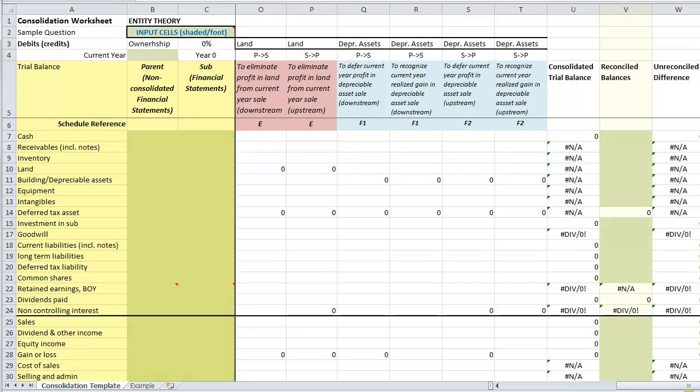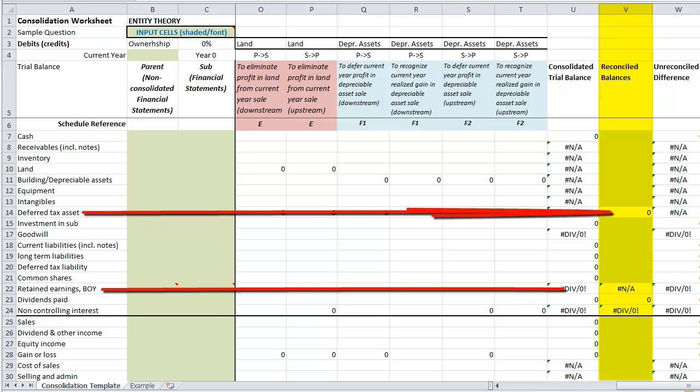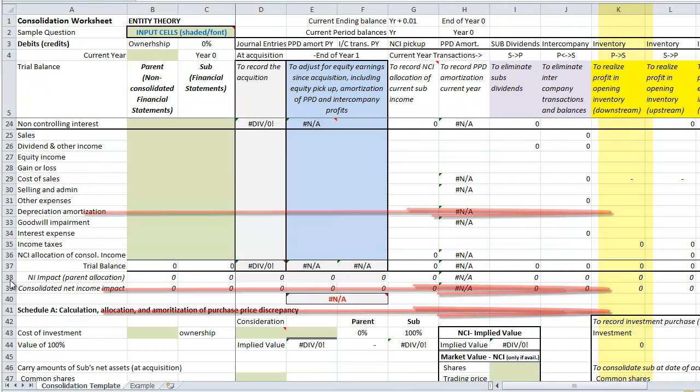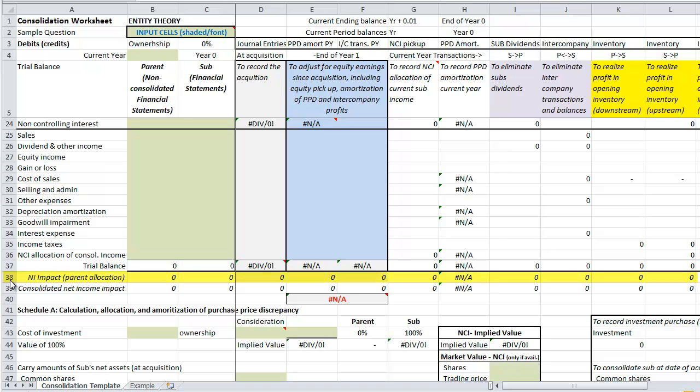Now, column V is a kind of free-form column. If you know the answers or you have reconciling schedules of what the balances should be, you can input these numbers here and use them to compare to what the calculated amounts are using the worksheet. I have a few reconciliation schedules already prepared for you for the likes of deferred taxes, retained earnings, and minority interest. And as we move down the worksheet, you'll notice at row 38, it shows you the net income impact.